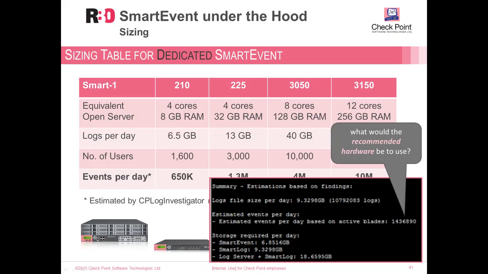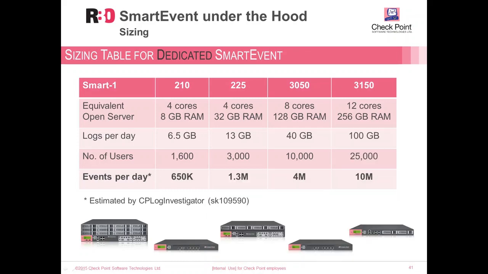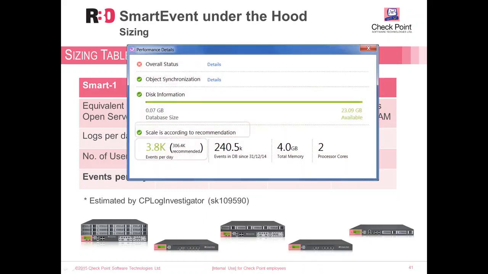If you don't have the ability to run this tool, or the customer does not have the activated blade yet, you can refer to the two lines in the middle, logs per day and number of users. And that can give you some estimations about what appliance to use. For best and correct results, you should use the CP Log Investigator tool and just refer to the line at the bottom. In the SmartEvent Graphical User Interface client, in the link with the status overview, you have this table after the customer deployed the SmartEvent server.